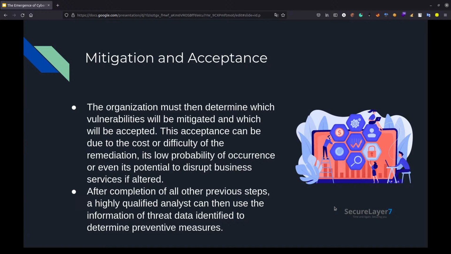After completion of all the previous steps, a highly qualified analyst can then use the threat data identified to determine the preventive measures. The analyst has the task to categorize the threat data into groups, allocate each pattern to specific threat actors, and implement mitigation measures. Subsequently, the analyst must anticipate the occurrence of similar attacks in the future. Now, let's move on to the next slide to learn how to approach cyber threats.